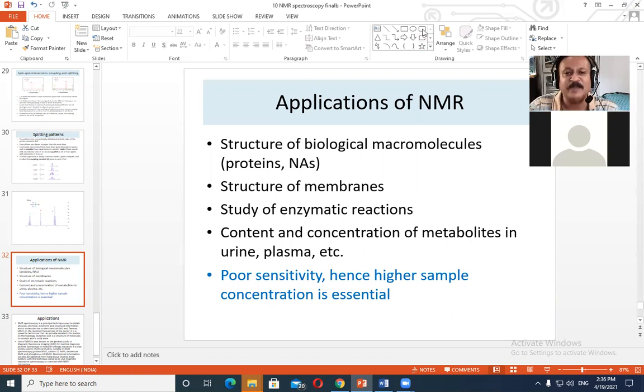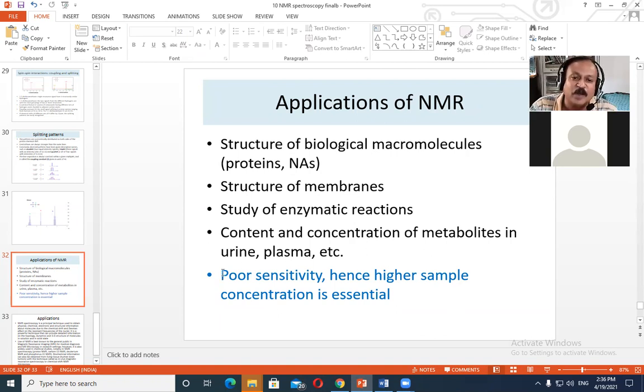So these are the applications: to find out the structure of biological macromolecules, maybe DNA or proteins, the structure of membranes, enzymatic reactions, what is the substrate which is formed. Then the metabolites present in the different pathological samples like the urine sample, plasma sample, and so on.